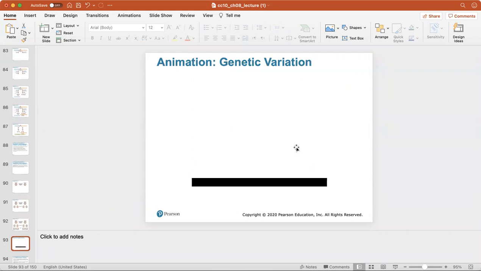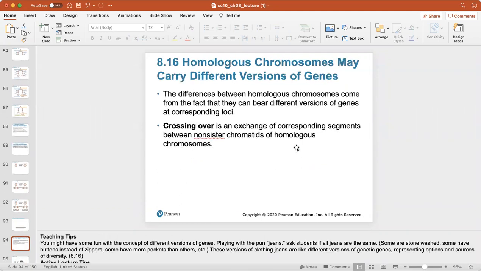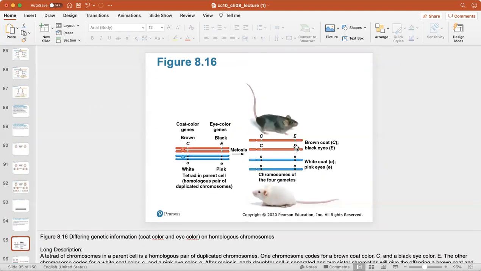Here's a great video on genetic variation to help with that as well. The differences between homologous chromosomes come from the fact that they can have different versions of genes at corresponding loci, or places. And crossing over is what we call an exchange of corresponding segments between non-sister chromatids of homologous chromosomes. And this is what I mean by that.